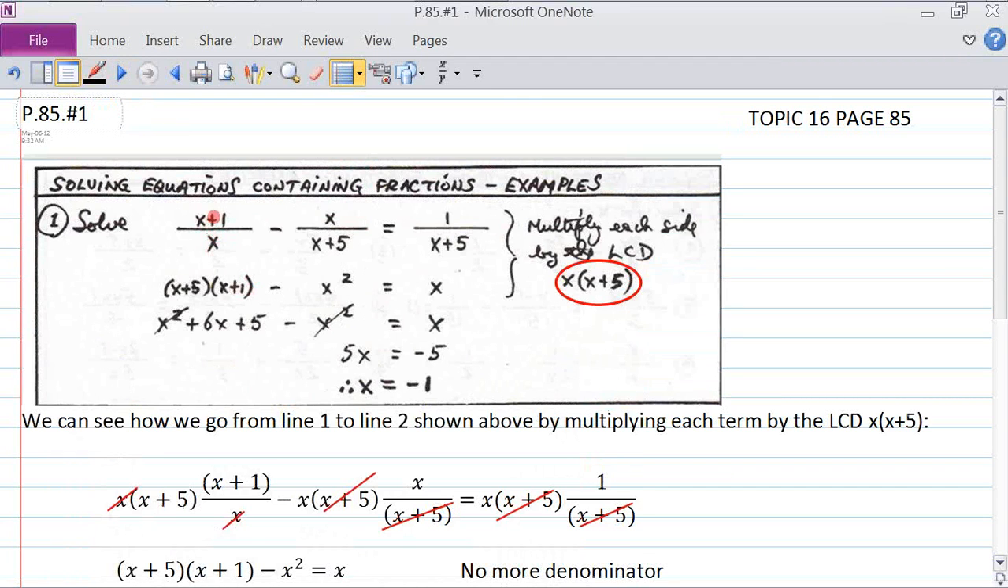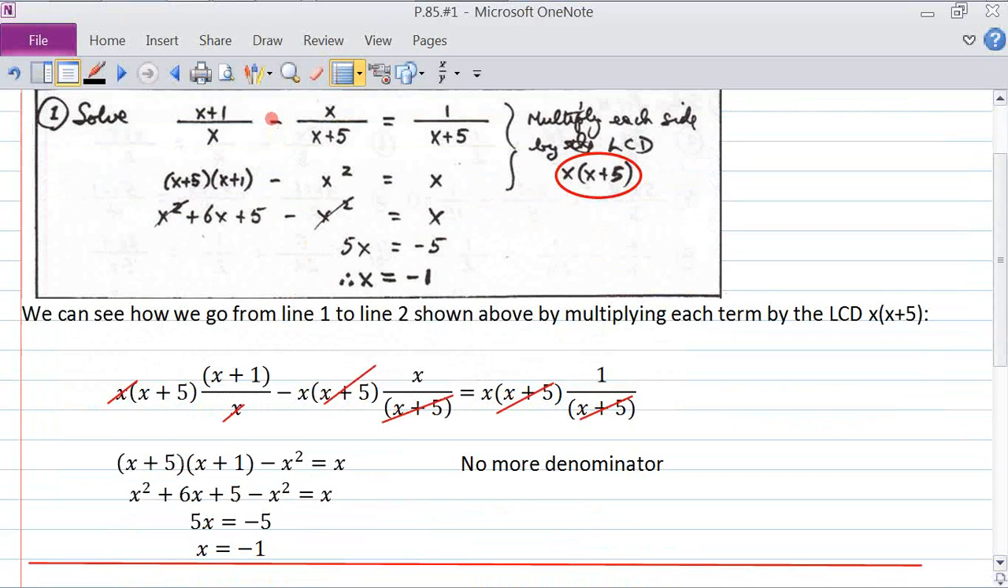And here, I'm going to look at the original equation, look at this denominator here. So the lowest common multiple is going to be x times x plus 5. X plus 5 is repeated here, so I only need to put it in once. So the LCD is x times x plus 5. So what I'm going to do is take this equation right here and multiply each term by x times x plus 5. And that's what I've done here.